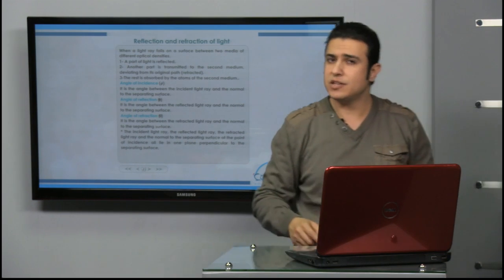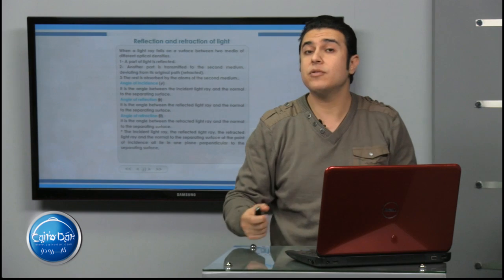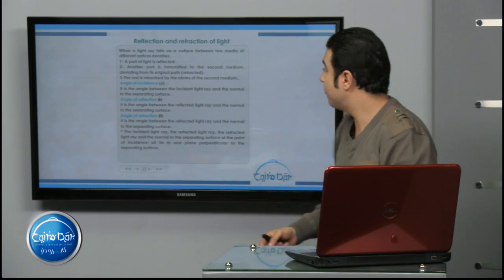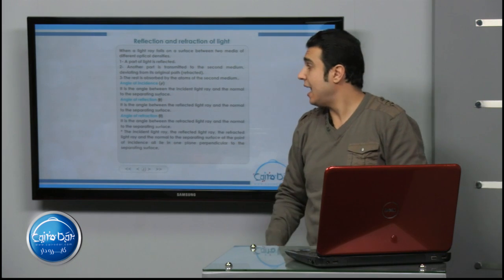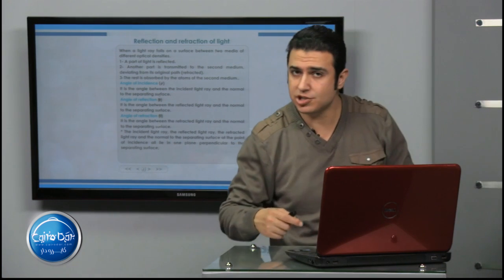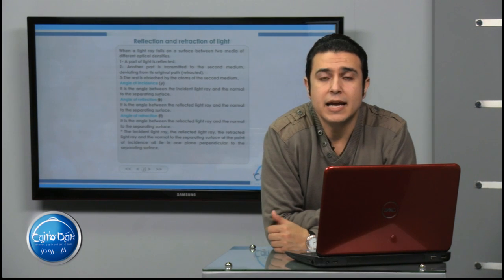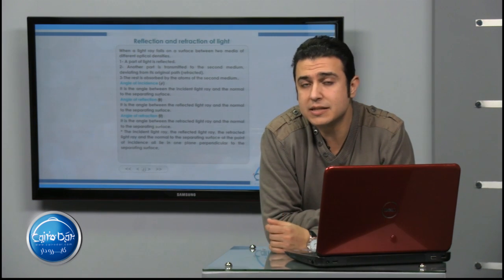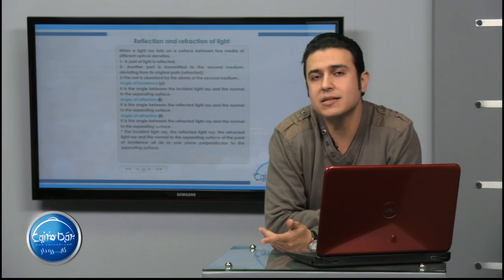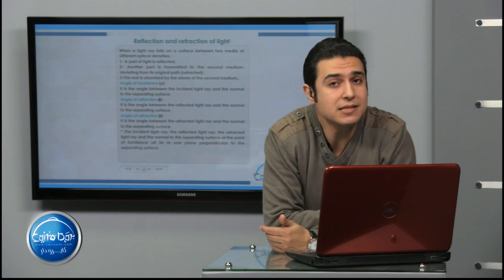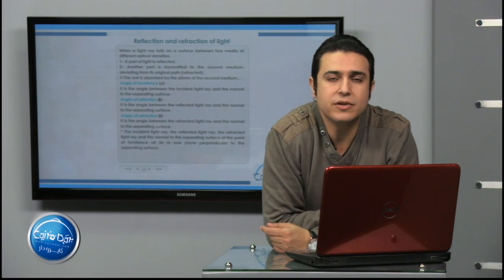What about the main definitions for these parts? What's meant by angle of incidence, angle of reflection, angle of refraction? Angle of incidence we call phi, angle of reflection phi dash, angle of refraction theta. Any angle is the angle between the ray and the normal. Angle of incidence means the angle between the incident light ray and the normal line.